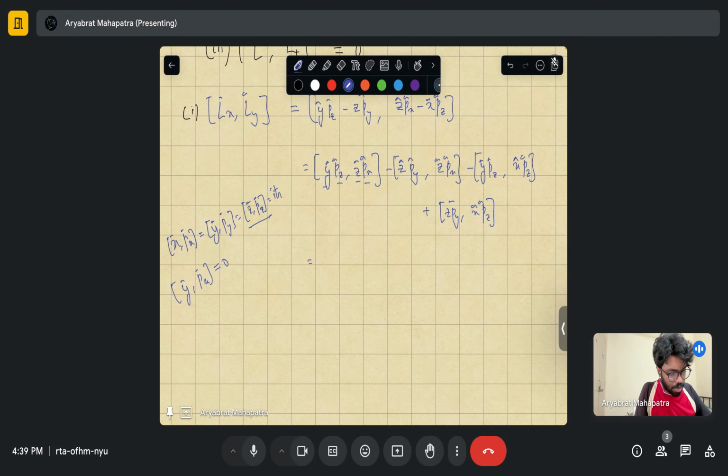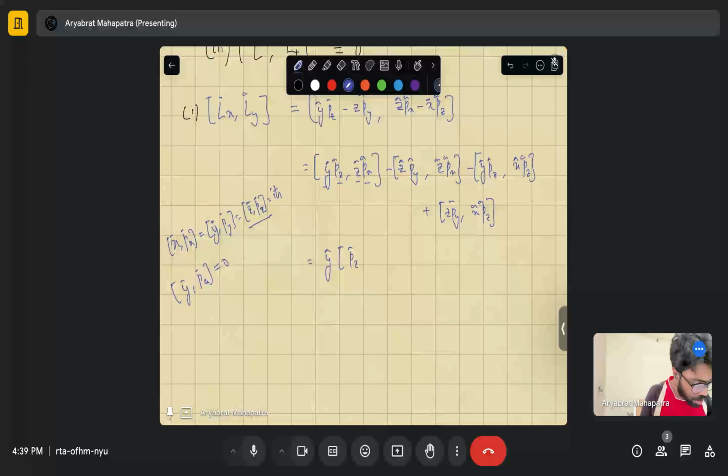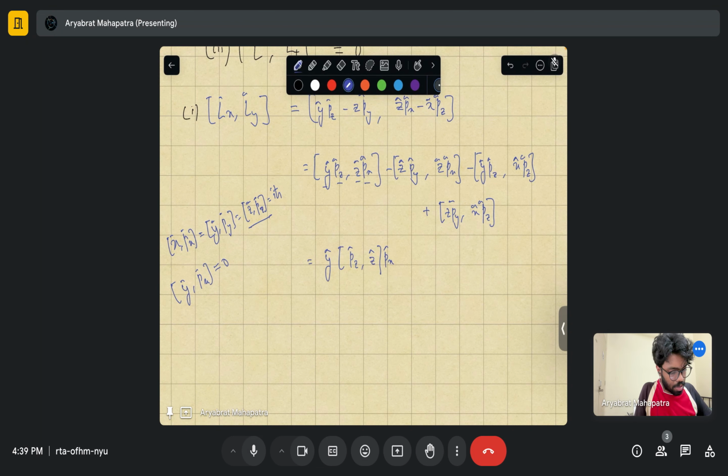Since y and px do not form a conjugate pair, what I can write for the first term is this: I can take an overall factor y outside the commutation, with z, and in the same way I take out the px on the right hand side of that commutation. So inside I have pz and z.